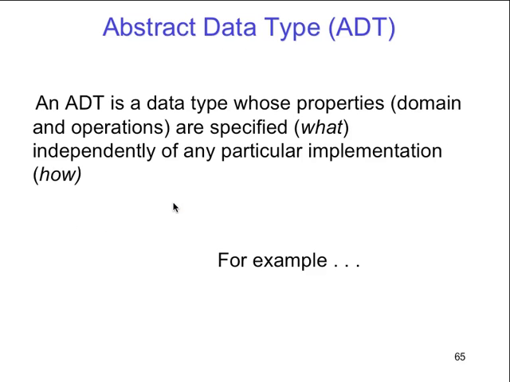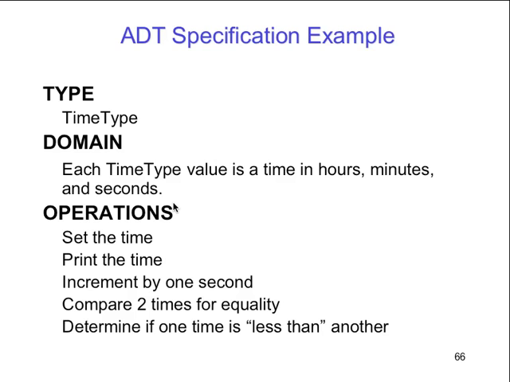So, going back to our abstract data type in terms of its definition, it's one whose properties, domain, and operations are specific. So we create them for particular implementations, and we use them independently of other structures. Once we create it, we have it, and we can use it.